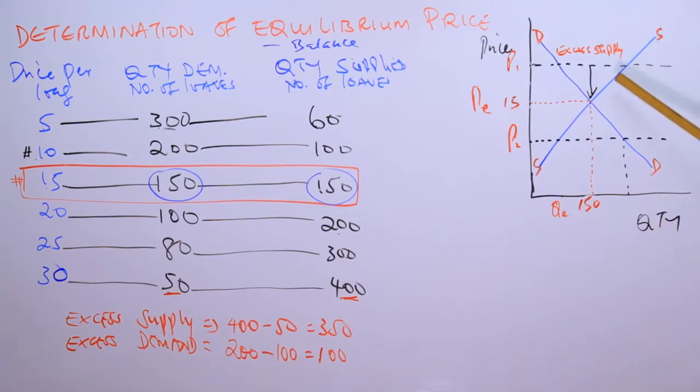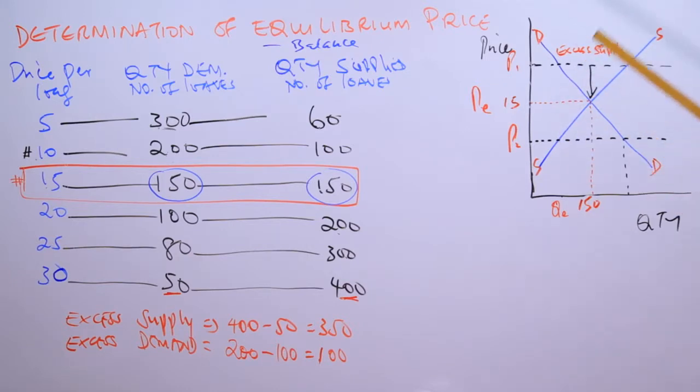That is on one hand. On the other hand, if price is set at P2, which is below the equilibrium price, there would be excess demand. There would be excess demand, okay?